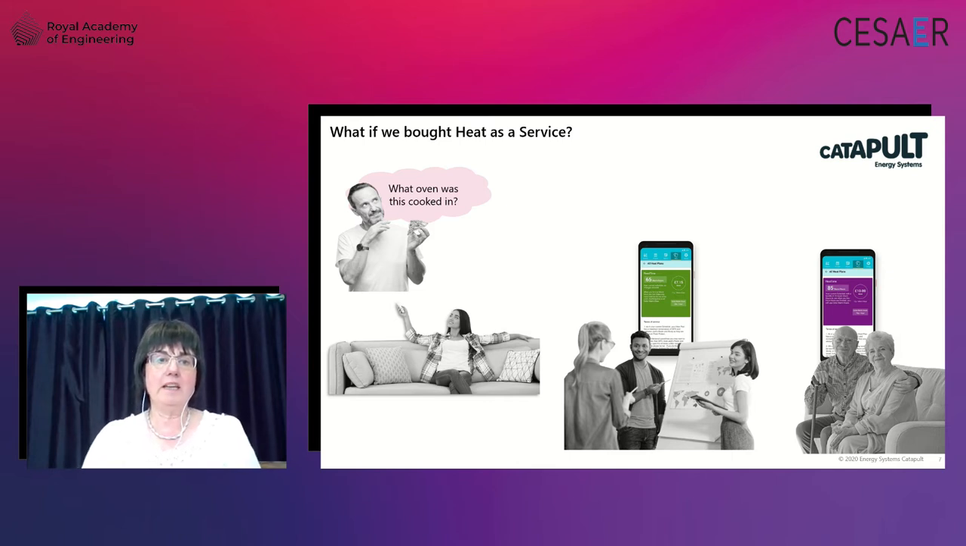What if you could buy heat as a service in a similar way as you buy your mobile phone plan or your Sky TV package? Could that also help decarbonize heat? Our hypothesis is that if people can get comfortable for a fair price, they won't care what heating system they have. They can pick different plans and leave their service provider to make it low carbon. And we have successfully tested this in our living lab.